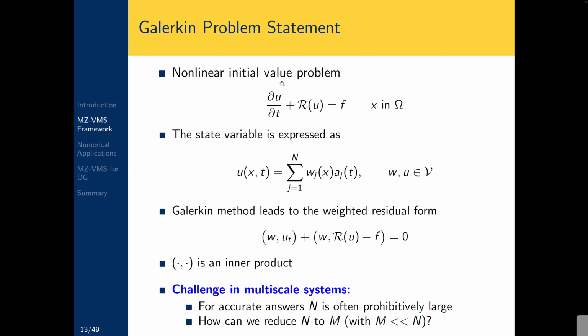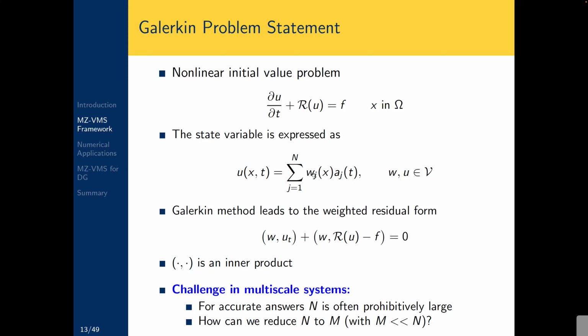All right, so jumping into this. We'll start with this nonlinear initial value problem, partial u partial t plus r of u equals f for some x in omega. So this will be a partial differential equation. For me, this is usually going to be the compressible Navier-Stokes equations, but if you work on different equation sets, this can be a pretty general thing. And so what we'll do is look at a basis type representation for the states. So we'll say u of space and time is going to be some sum from j equals 1 to n of basis functions wj of x times coefficients aj of t.